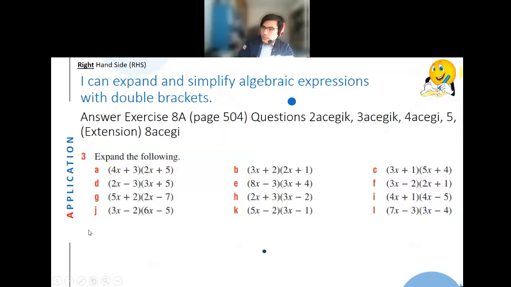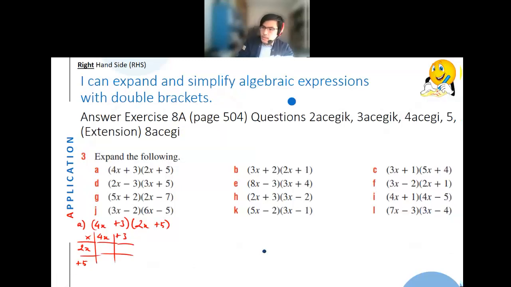Okay, so question 3 looks a little bit more complicated, but we're just going to use the same process. Okay, so we've got 4x plus 3 multiplied by 2x plus 5. So 4x plus 3 at the top, 2x plus 5 down the side, and we're going to multiply them together.